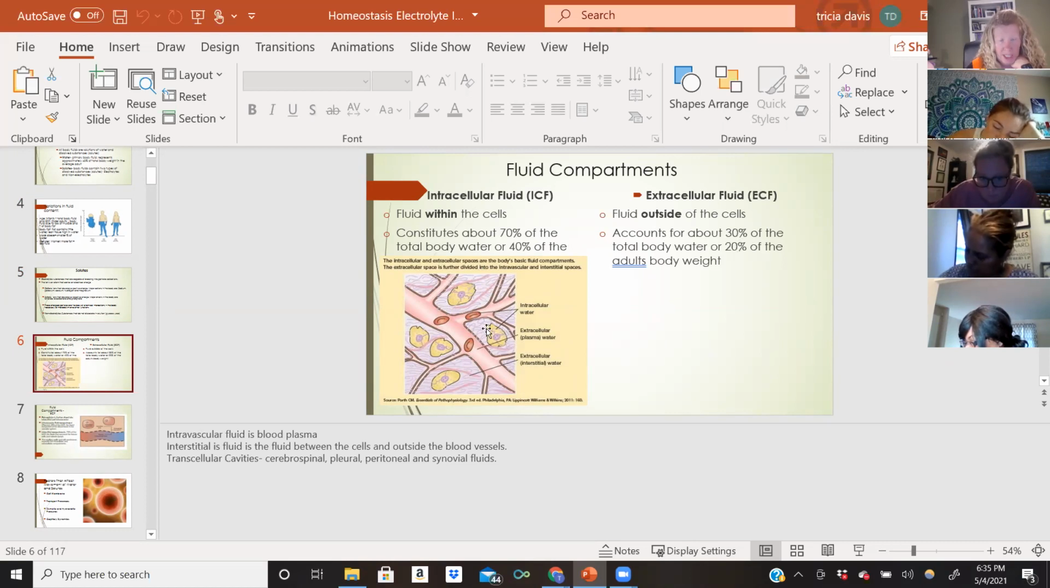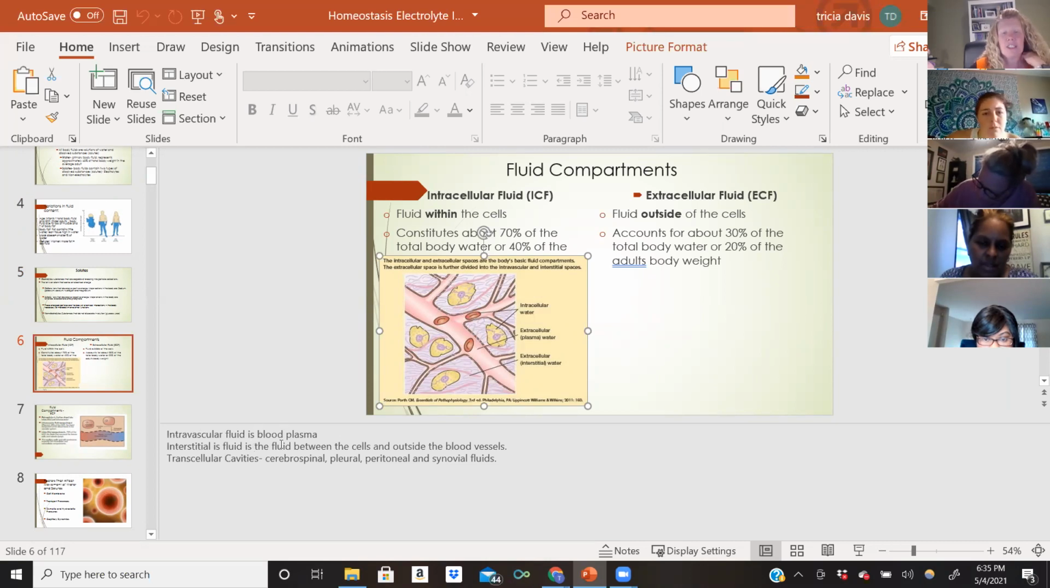Okay, so if you look right here at this, I don't know if you guys can see this. This is the cell, so anything inside the cell, right, is going to be intracellular. Anything outside the cell right here is extracellular, because here's the cell, and here inside the vein or the artery, this is the extracellular right there. So it is outside the cell.